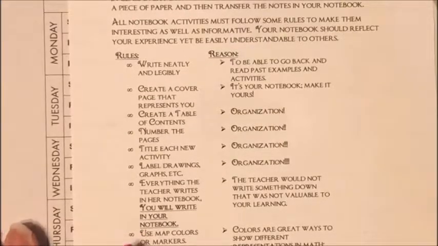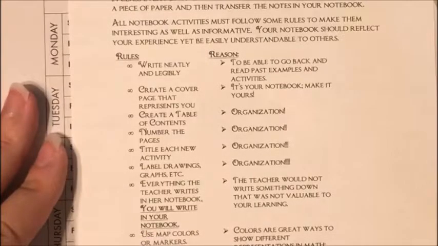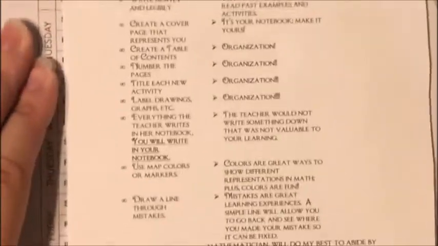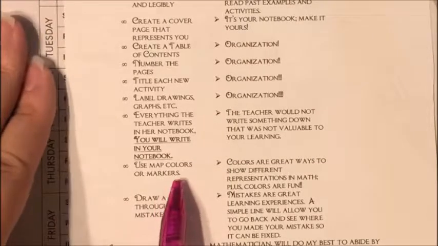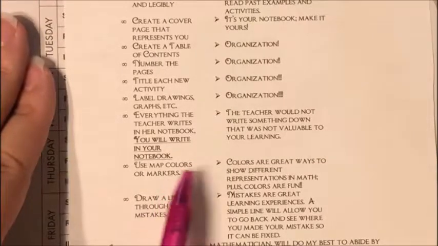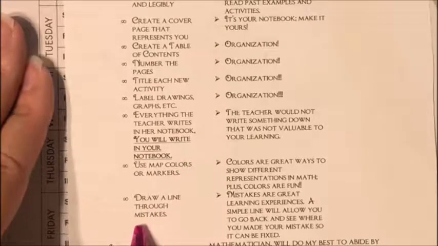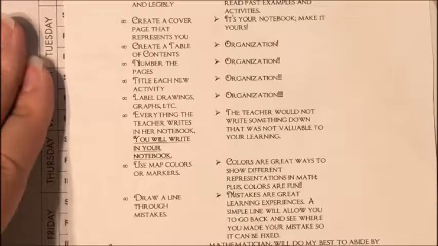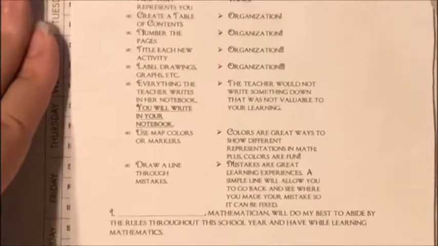Okay, I don't put anything in here that you don't actually need for your education for this class. Use colors: colored pencils, markers, crayons, whatever you would like to use. They're a great way to differentiate between activities. And then draw a line through mistakes. Don't erase what you've done. Make sure you just draw a line through it. What you might have done could have been right, but if you erase it, I'll never know. So make sure that you just draw a line through mistakes.